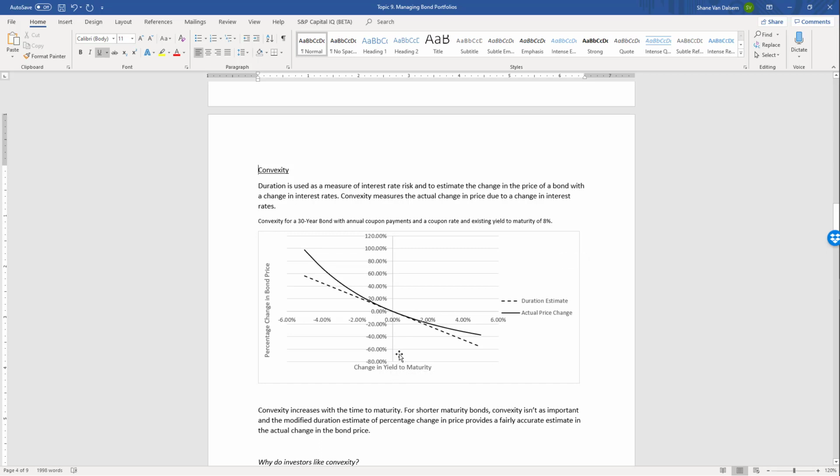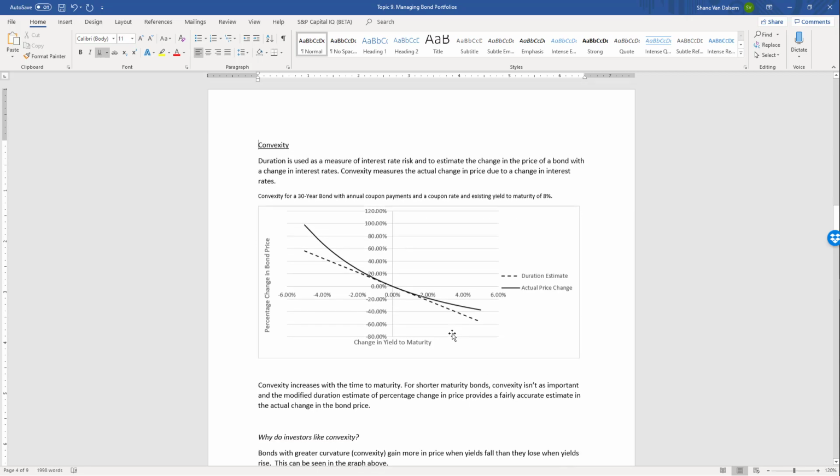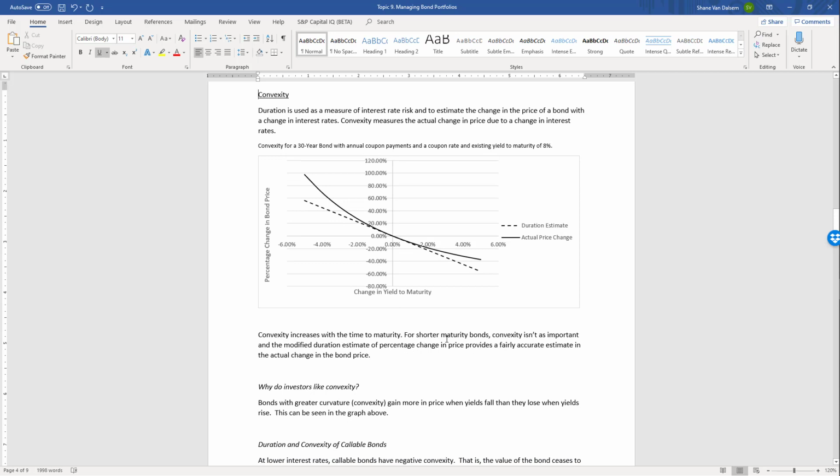With a change in the yield to maturity, we can see what happens with duration. The value of the bond is going to change using the duration estimate along this flat line. Convexity represents the actual change in the value of the bond. And so you can see here it's curved, it's convex. Convexity increases with the time to maturity, which means that this bend gets deeper. It gets more extreme with the time to maturity.